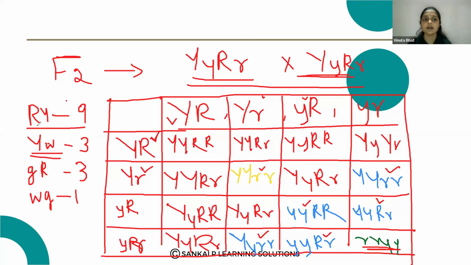So the ratio is 9:3:3:1. Here round yellow is the parental combination, and wrinkle green is also a parental combination. But other than the parental combinations, here yellow wrinkle seeds are produced and green round seeds are produced, right? So the phenotypic ratio is 9:3:3:1. Okay. So this is Mendel's dihybrid cross experiment.